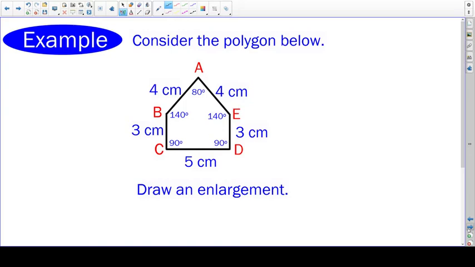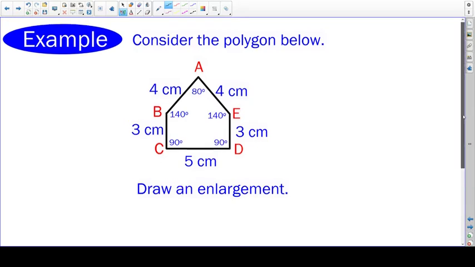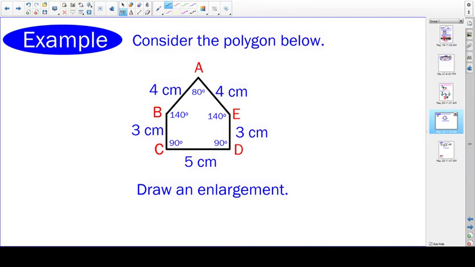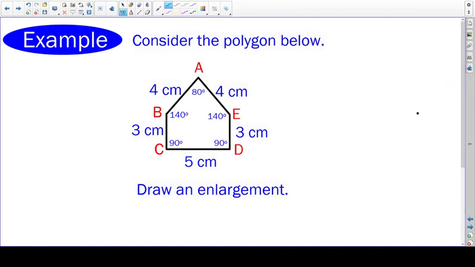Next example. The next example is a diagram of a polygon. Specifically, it's a pentagon. It's not a regular pentagon because the sides do not have the same lengths. So it says to draw an enlargement. It doesn't specify what kind of enlargement. It just says an enlargement. So if we enlarge it, we could double the side lengths, and that would be fine.